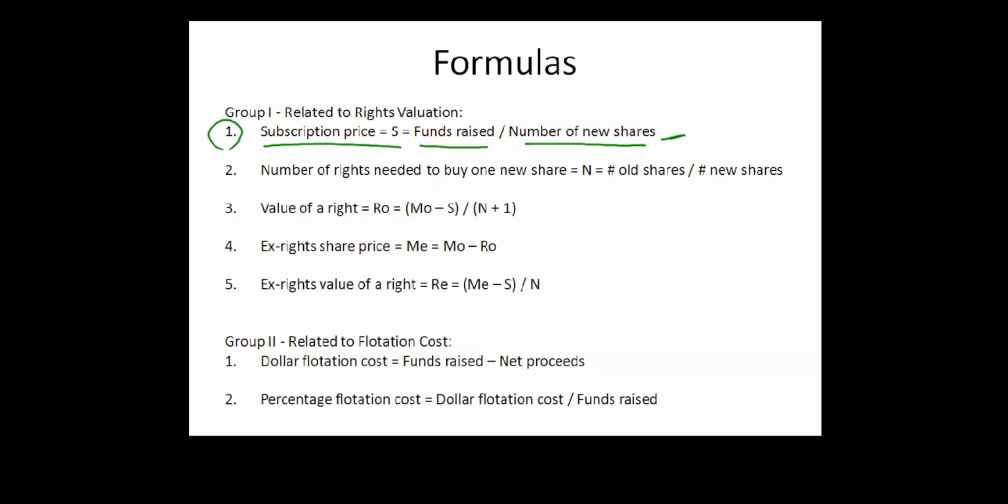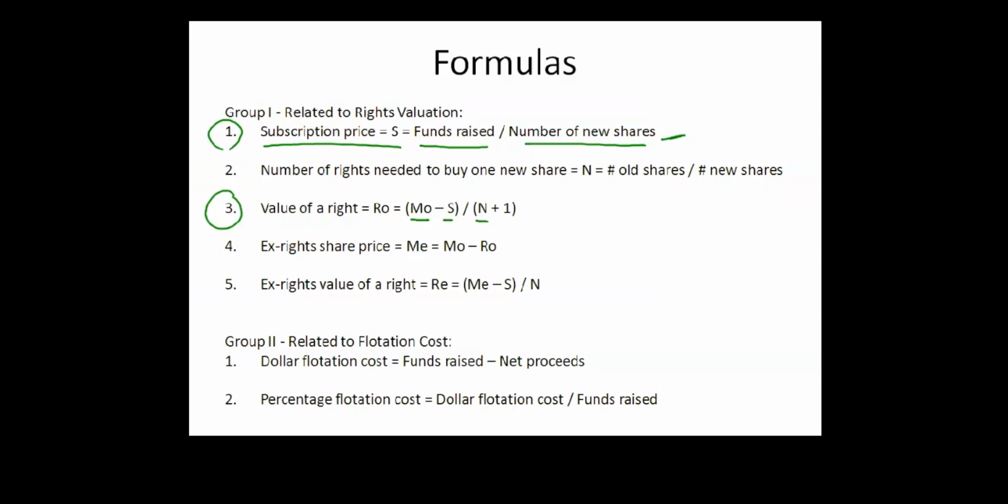So let's move on to the second formula. The second formula in this first group helps us calculate N, the number of rights needed to buy one new share. This is simply equal to the number of old shares divided by the number of new shares. The third formula calculates the value of one right, and this is the important one, R naught, which is equal to the rights on share price minus the subscription price, divided by N, the number of rights required to purchase one new share.